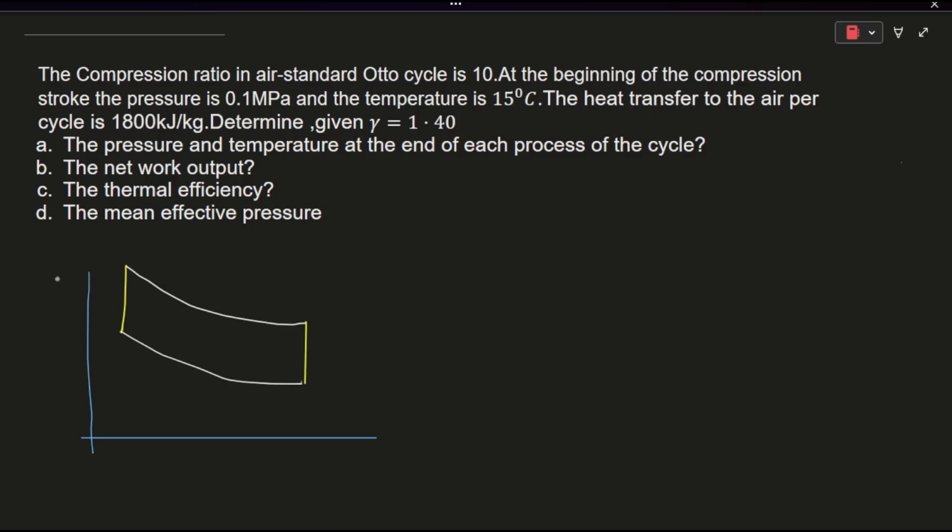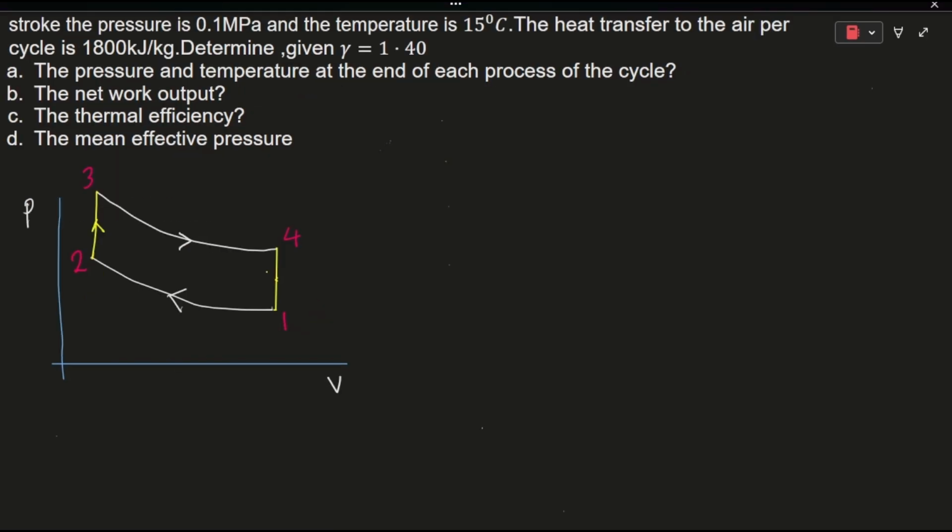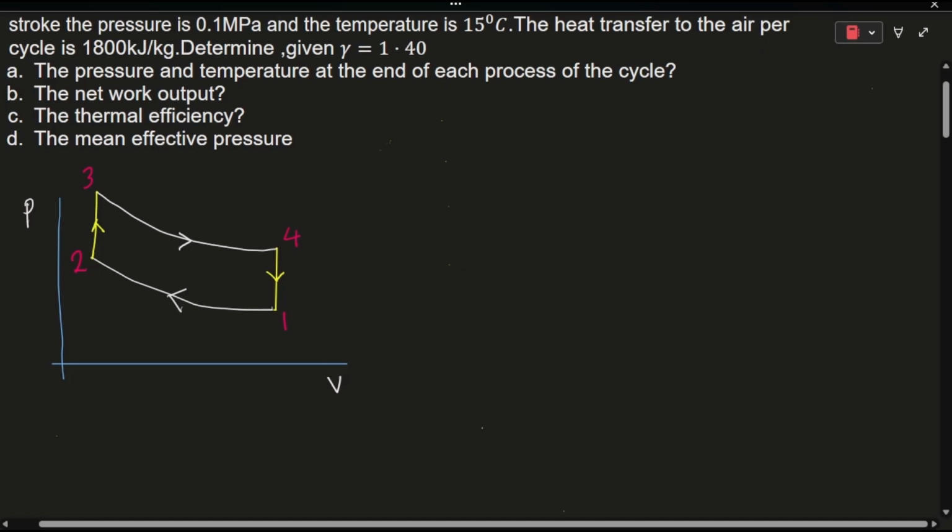Now, the y-axis represents our pressure and the x-axis our volume. Now, let's label this 1, and the direction of the cycle. Now, from the question, we have been given the following data.